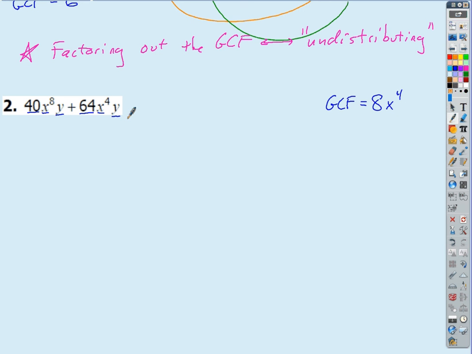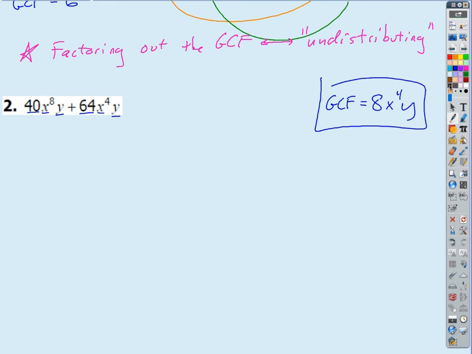And then what about the y's? Just y. They each have a y. So I could divide y into each of those terms evenly, right? So there's my greatest common factor. So there's one answer that we might get.